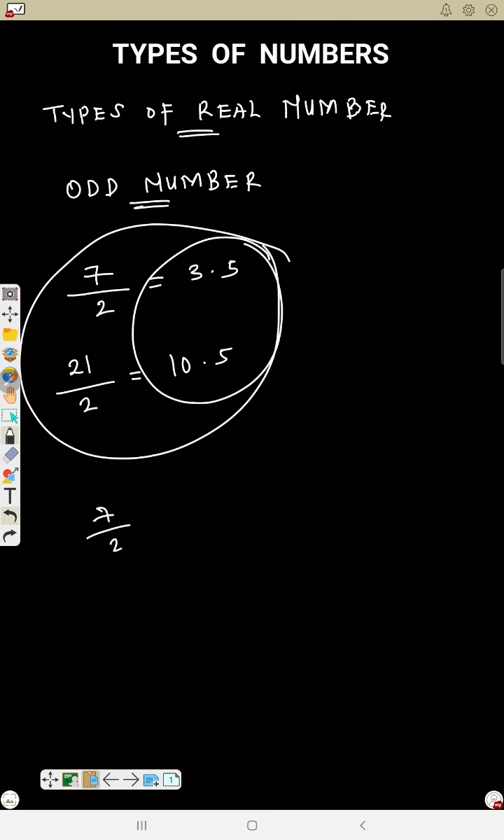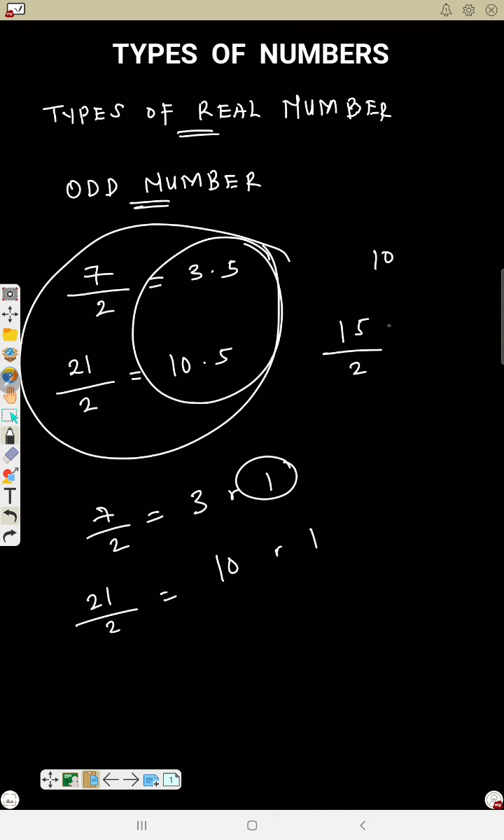Or 7 divided by 2: how many 2s can you see in 7? That is 3, remainder 1. 21 divided by 2: how many 2s can you see in 21? 10, remainder 1. 15 divided by 2: how many 2s can you see in 15? 7, remainder 1. So any number you divide by 2 that leaves a remainder is not an even number but an odd number. So odd numbers are numbers that cannot be divided by 2 without a remainder.